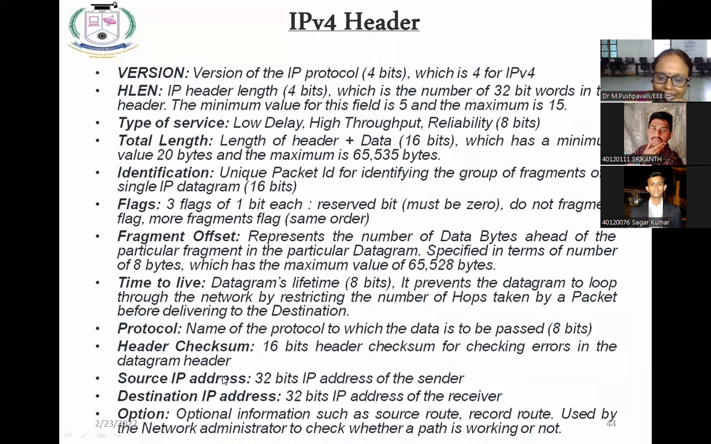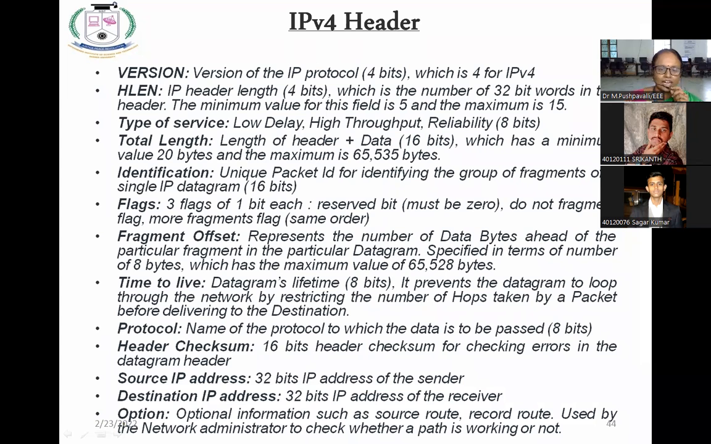That is also 8-bit. Error checksum, and we have seen that in error checking, we have this error checksum and all. Then source IP address, that is a 32-bit IP address for the sender and the receiver also. Okay. Optional information like source route, record route. That is mainly for the network administration, who will check on this.